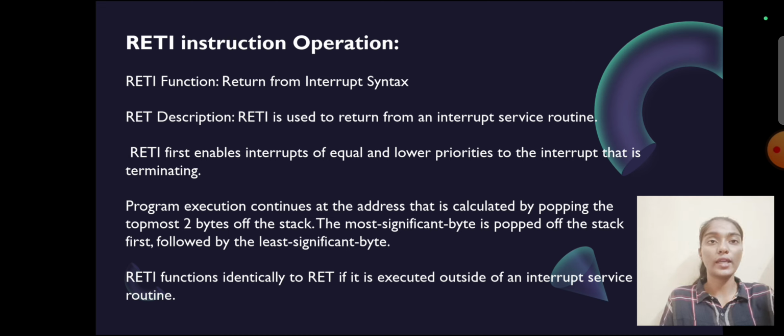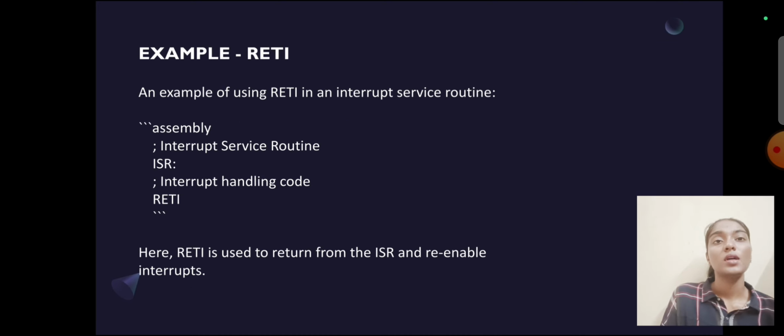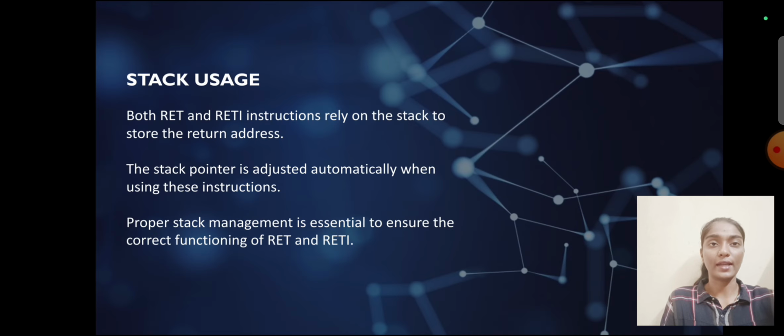Let us know the example of RETI. An example of using RETI in an interrupt service routine, assembly: ISR: ; interrupt handling code, RETI. Here, RETI is used to return from the ISR and re-enable interrupts. Let's move forward to the next slide.